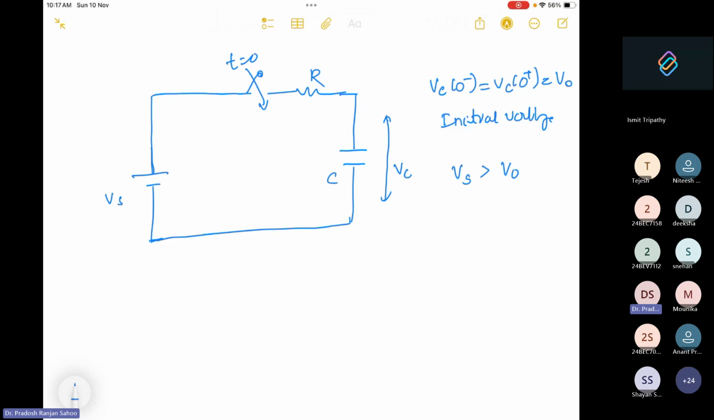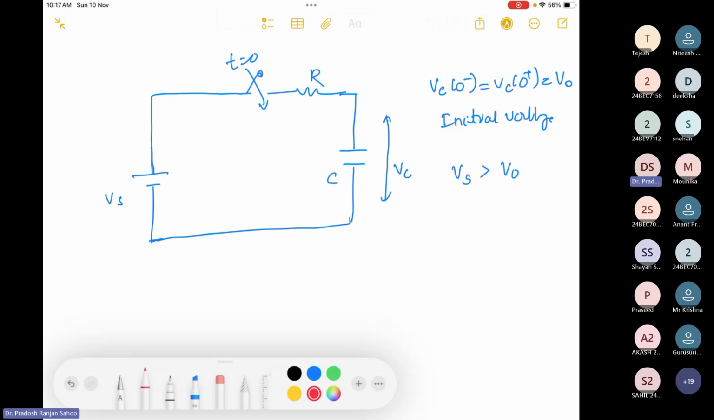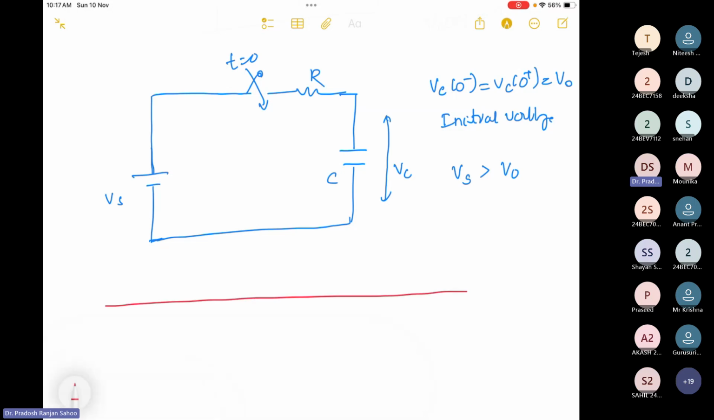Okay, so now you just do one thing. If you remember the time axis, let me redraw this time axis here. Let this be t equal to 0, this is t equal to 0 plus, this is t equal to 0 minus, and this is minus infinity, this is plus infinity. Now, before the circuit is switched on, that means t is less than 0.